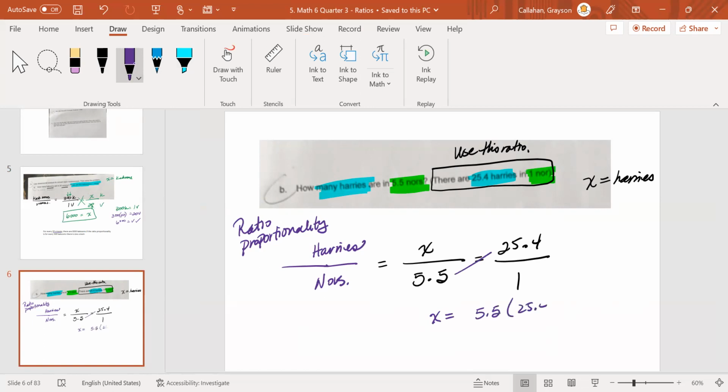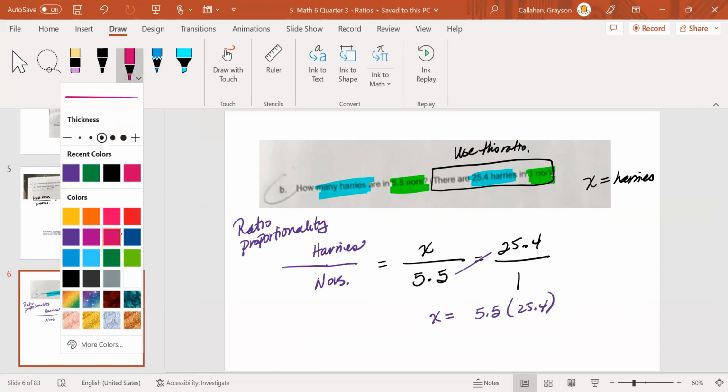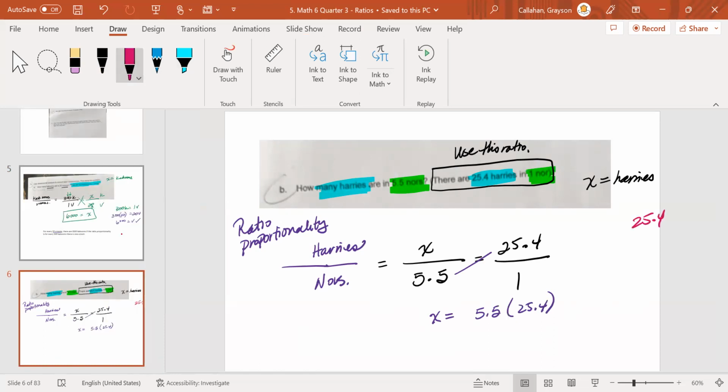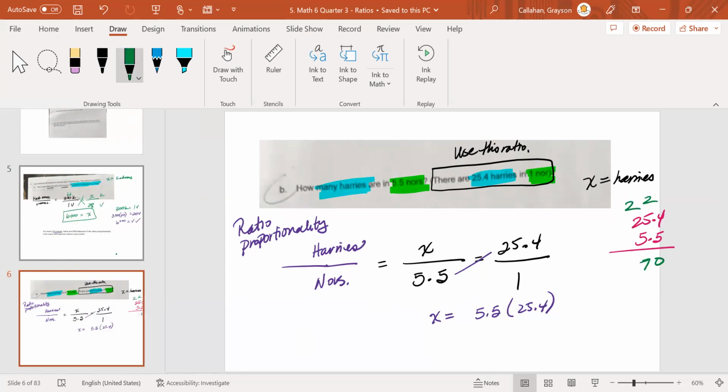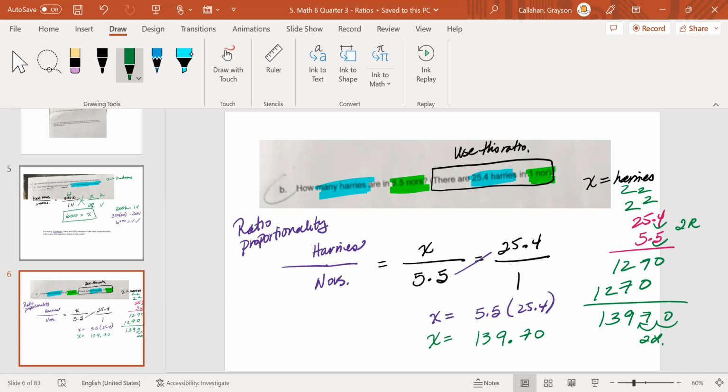5.5 times 25.4. You can always work on this on the side, so 25.4. You always want to put the bigger number on top or the one with the most decimals. That helps me out when I multiply. And then when you multiply this, add everything together. Do you see how there's 2 decimals to the right? So you go 2 decimals to the left, okay? So X equals 139.70. So that's your answer, right?